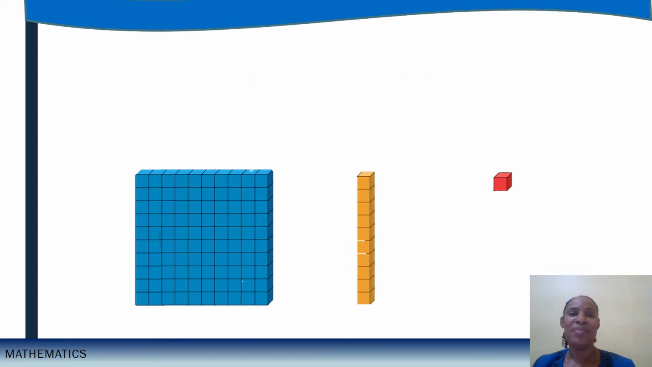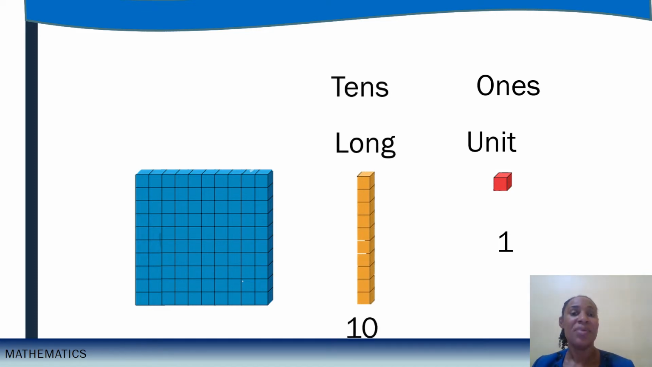The first block is called a unit. It will be used to represent ones. It has a value of 1. The second block is called a long. It represents tens and has a value of 10. Boys and girls, can you guess how many units would make up one long?